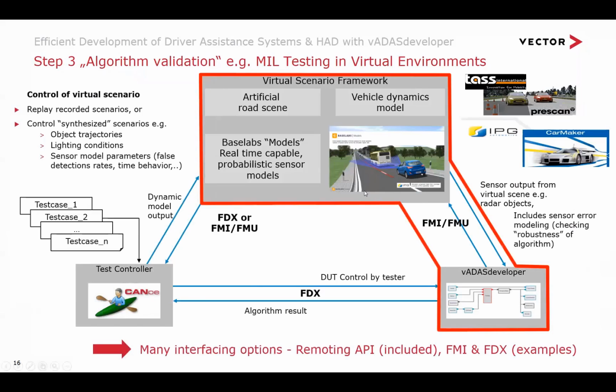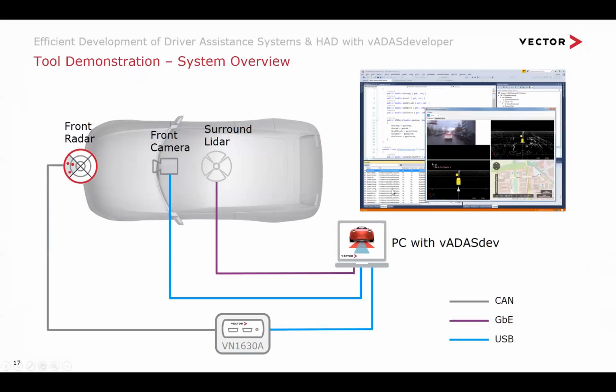Okay, having said that, I just want to quickly show you what system we use for the demo now. We have a simplified setup here with a front radar. This one is on CAN and goes into the PC with a VN1630A, one of our CAN interfaces. Then we have a front camera which comes on USB, just very simple. It was really a web camera in this use case. And then a surround LIDAR, a Velodyne VLP16, I think.